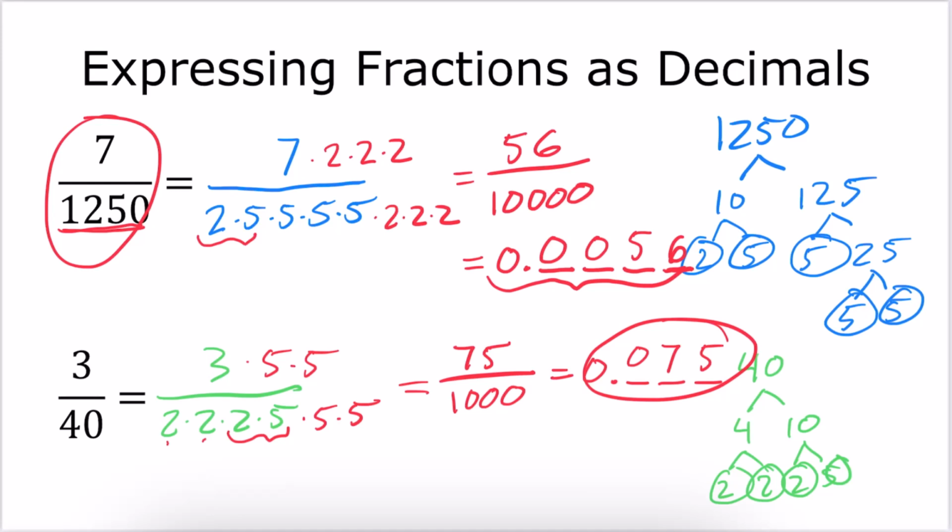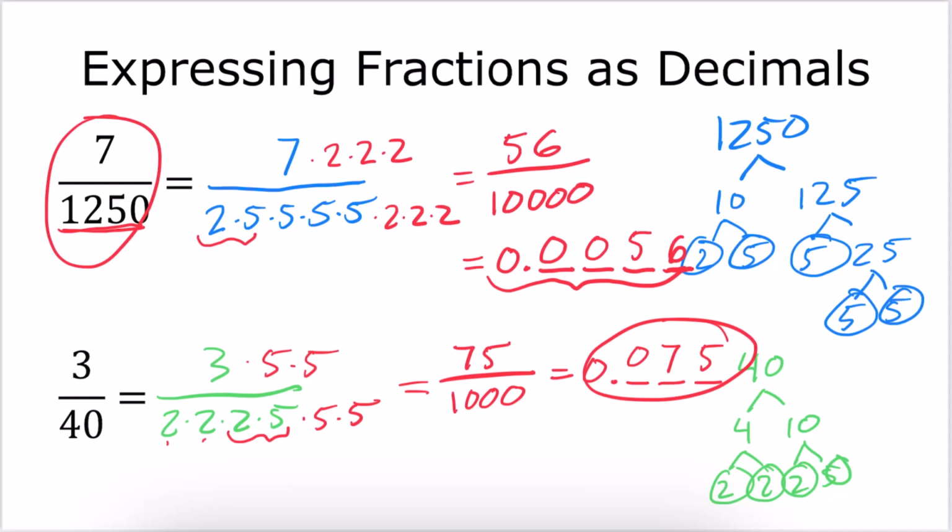Now, this only works if you only have factors of 2 and 5. If you have other prime factors, like if you have a 3 in your prime factorization of the denominator, or a 7 or something like that, then you actually won't be able to express it as a terminating decimal, meaning that it's a decimal that stops and doesn't go on forever.